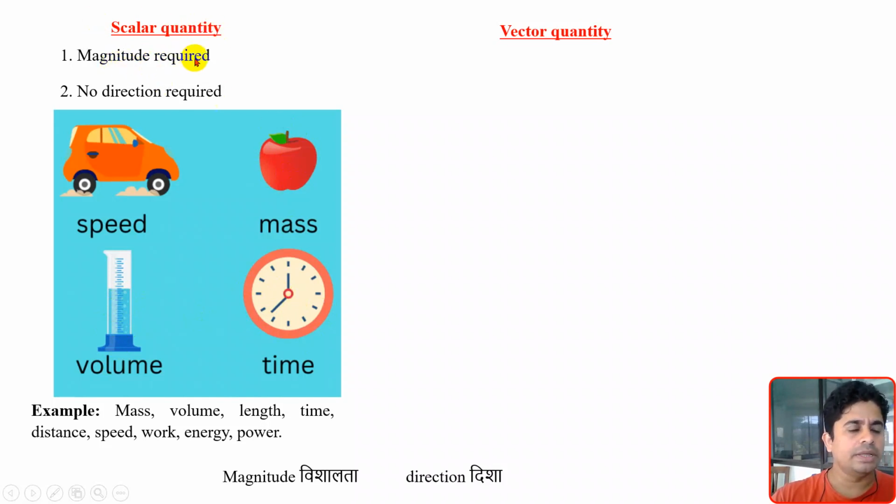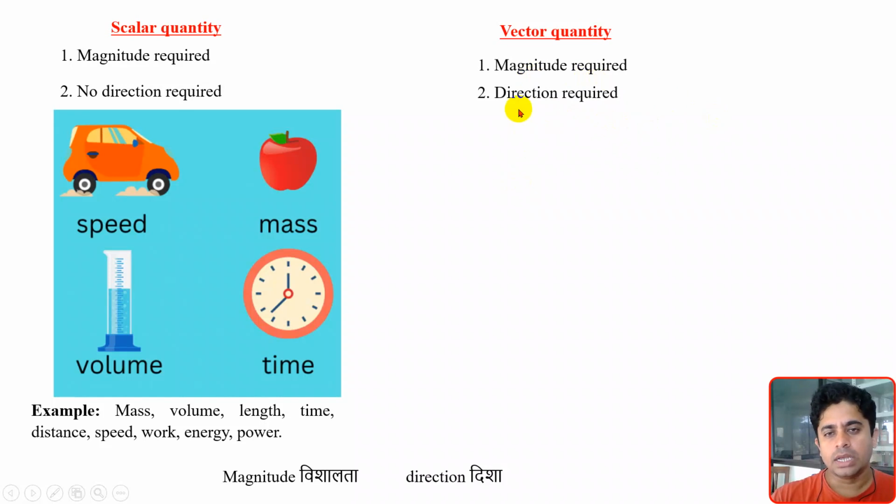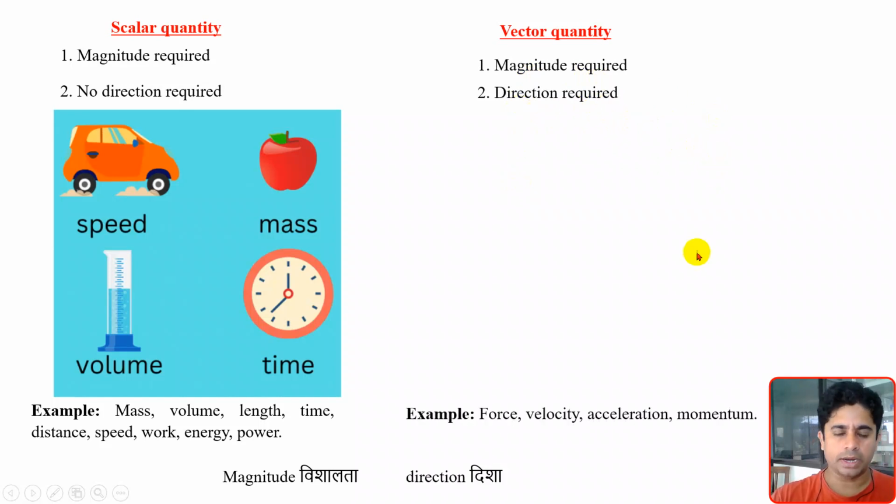Here magnitude has the importance. No direction is required to give information about these quantities. What about the vector quantity? Magnitude is required as well as direction. Examples of this are force, velocity, acceleration and moment.